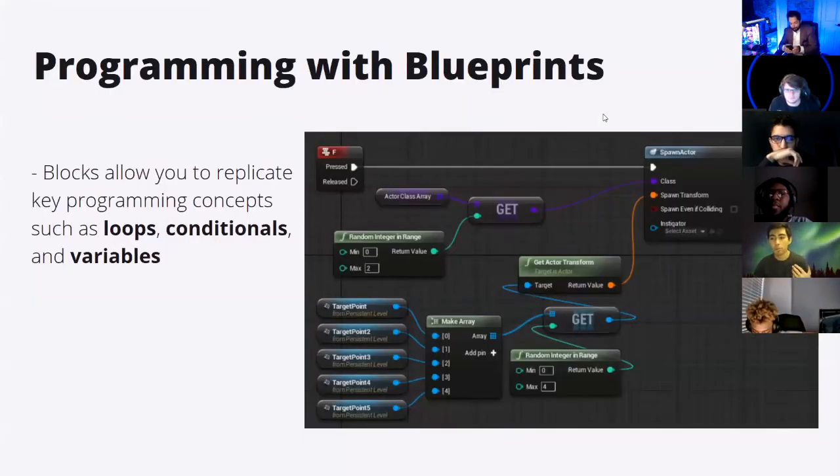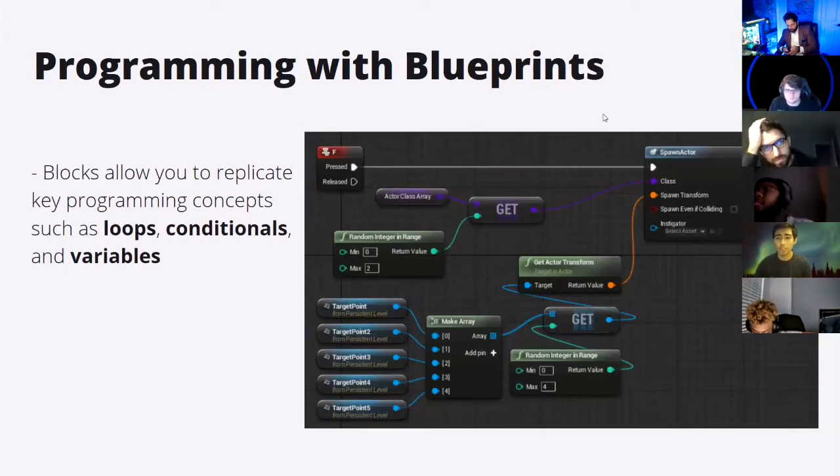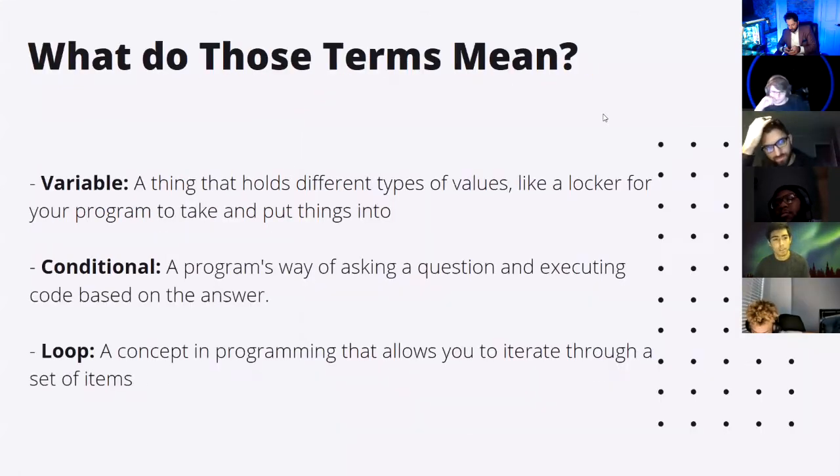So programming with blueprints is really intuitive because it's a very visual system. You can actually see all of the different structures and relationships, and it's very color-coded. It's easy to pick up and understand. And there's a lot of key concepts that blueprints can help replicate, which are real programming features like loops, conditionals, and variables. If you don't know what those words mean, don't worry about it at all, because we're going to go a little bit more into depth on what they mean on a high level.